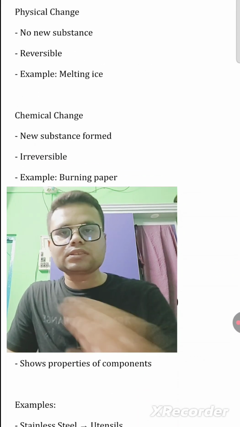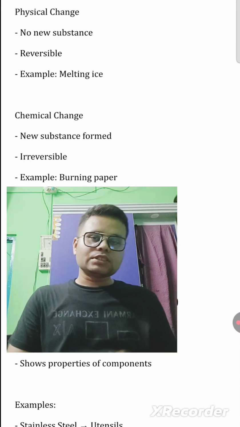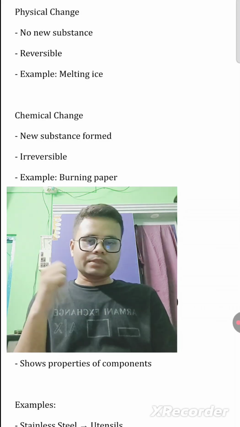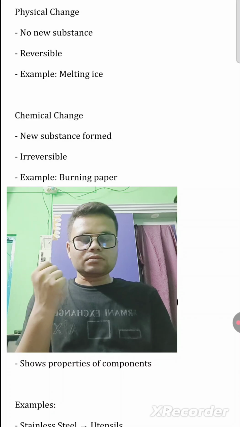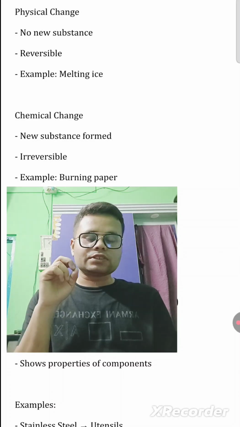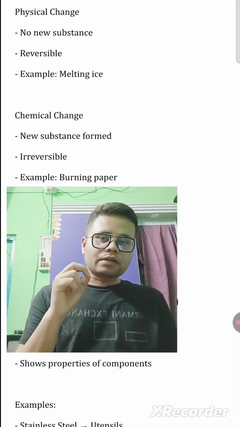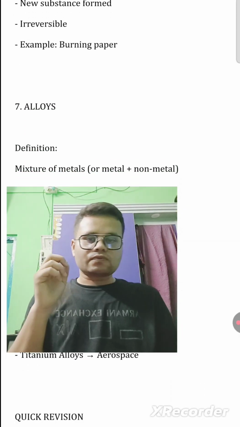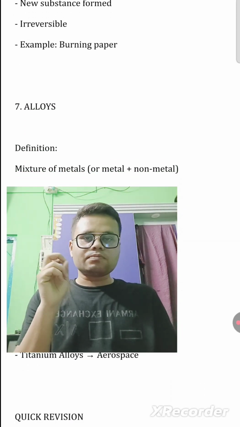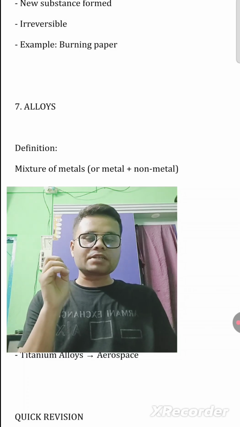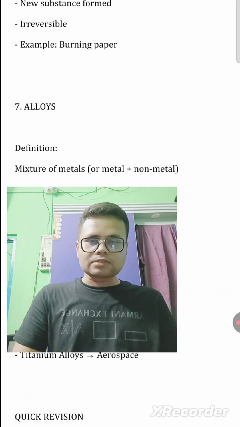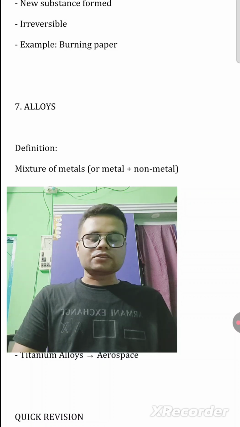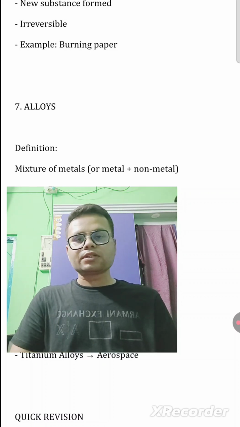Next, physical versus chemical change. What do we see in a physical change, class? No new substance is formed, and it is reversible. For example, melting ice is a physical change. But if we talk about a chemical change, what do we mean by it? A new substance is formed and it is irreversible, for example burning paper.